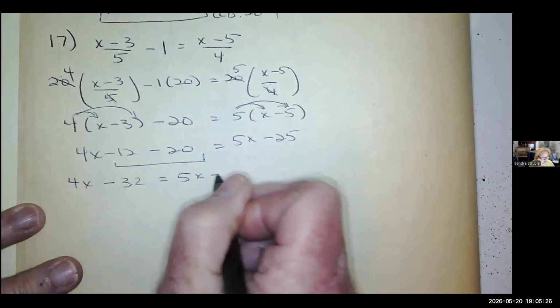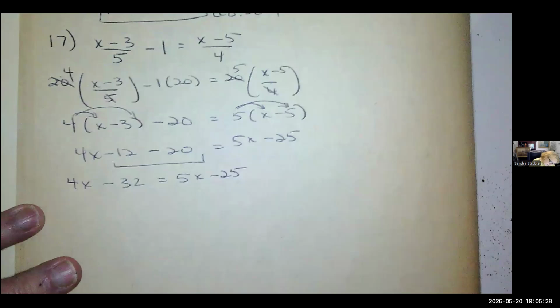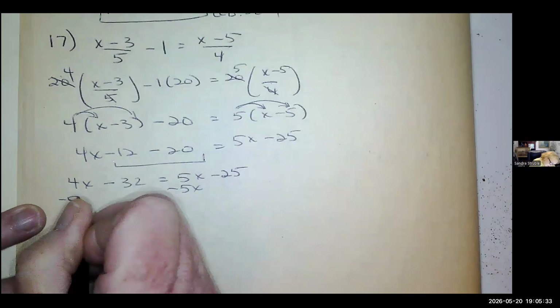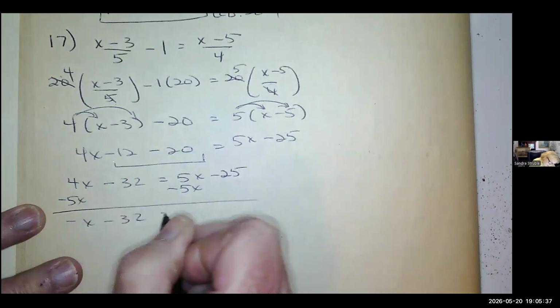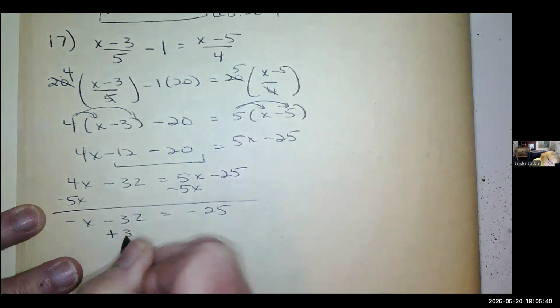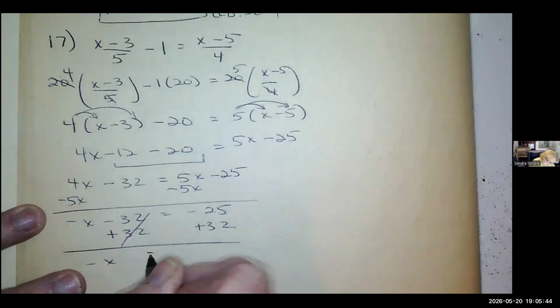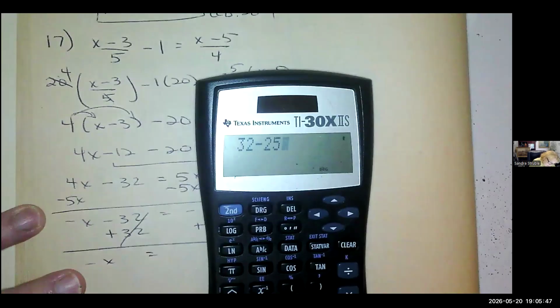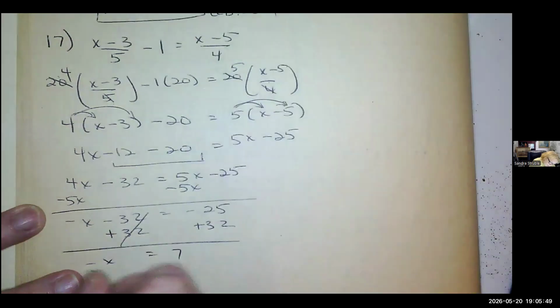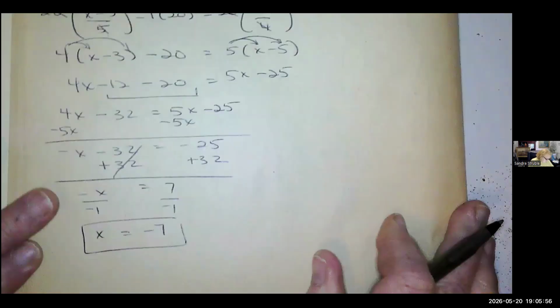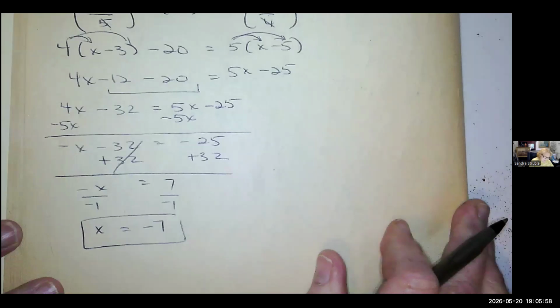Let's get our x's on one side, our constants on the other. Subtracting 5x from both sides. Negative x minus 32 is equal to negative 25. We're going to add 32 to both sides. Negative x equals 7. Divide both sides or multiply both sides by negative 1. And x is equal to negative 7. That's 17. Let's go to 18.